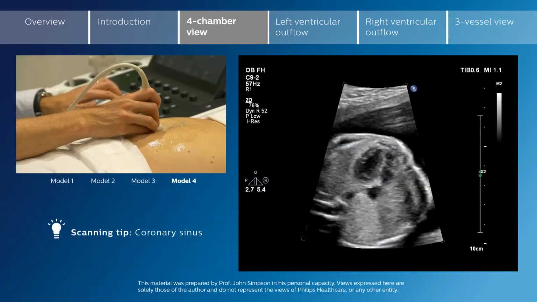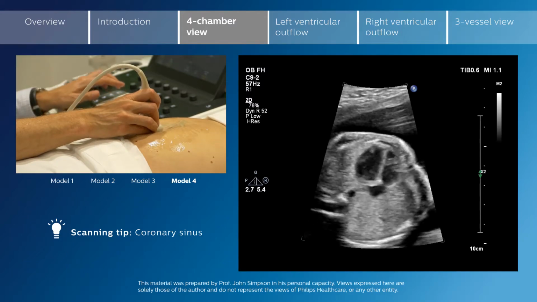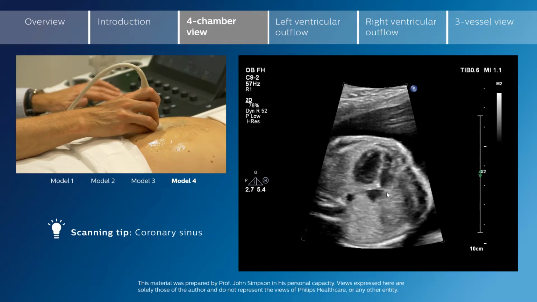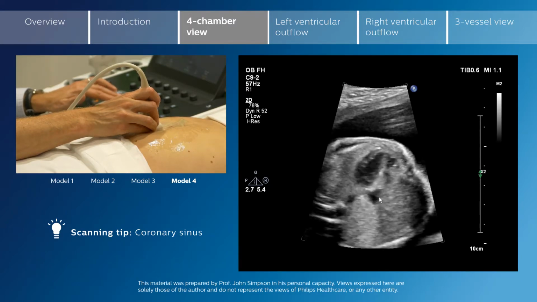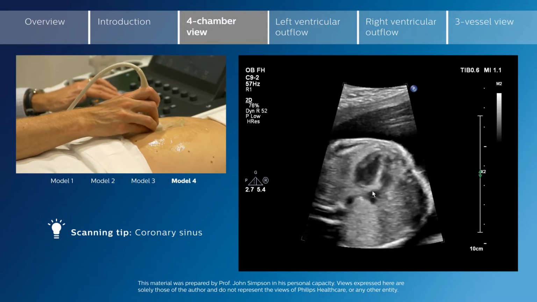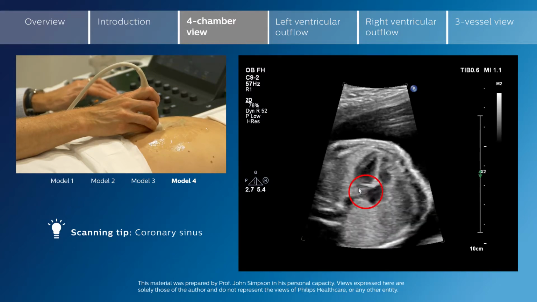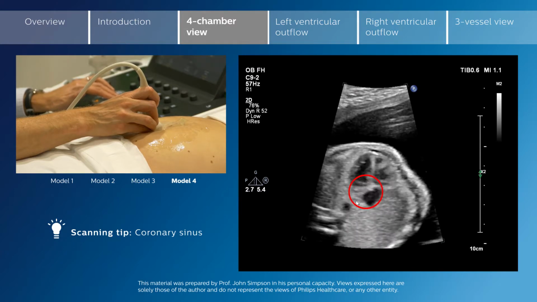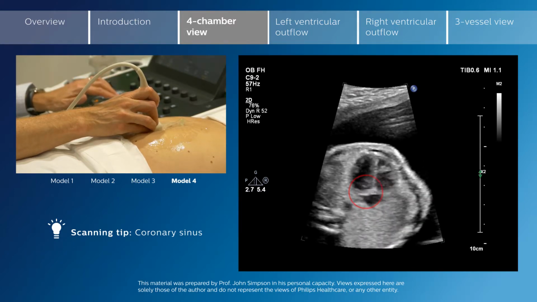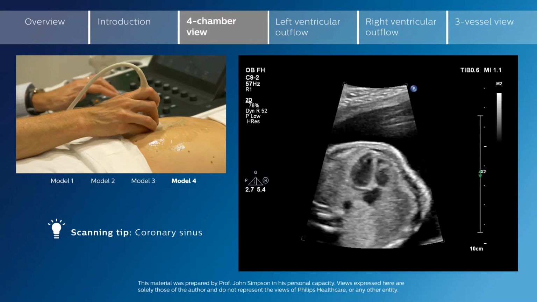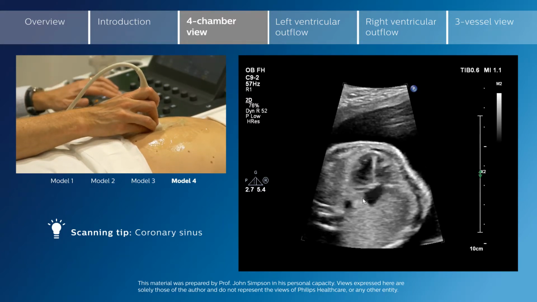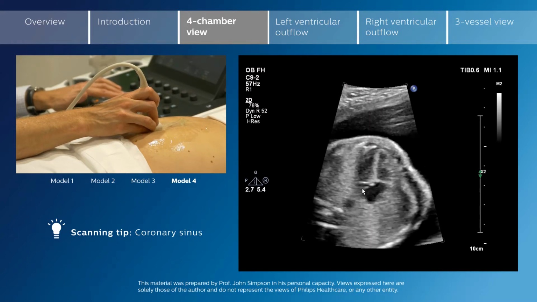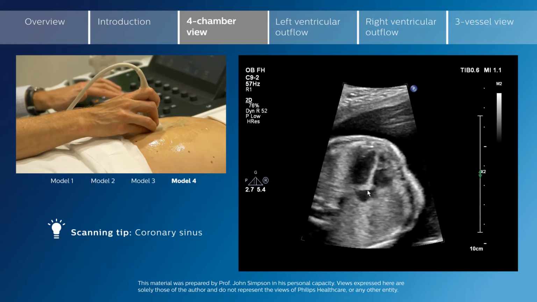Just to point out one artifact here which sometimes causes confusion, and that is that when you go very inferiorly in the four-chamber view, you can see a structure here coming along the inferior border of the junction between the left atrium and left ventricle. This is the coronary sinus, but this can cause the appearance of the loss of differential insertion of the valve, the tricuspid valve here on the right, and the mitral valve.